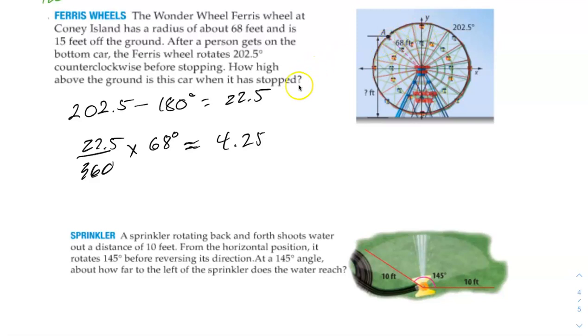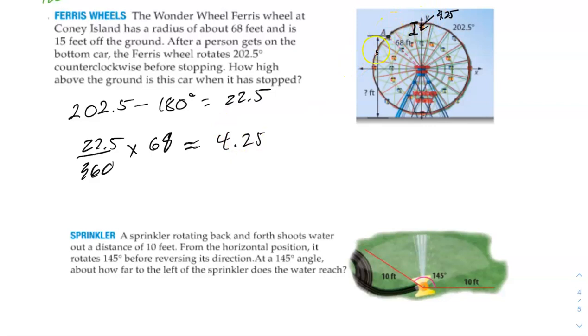So what is that 4.25? Now 4.25 is this guy, from here to here. That's how much it went down from the start, because it's gone 22 degrees this way. Why did I put a degree sign there? It makes no sense. There I go. So that's how much it's gone down, about 4.25 feet.